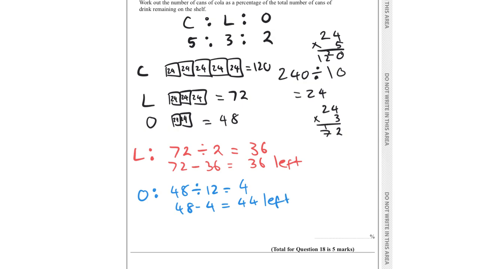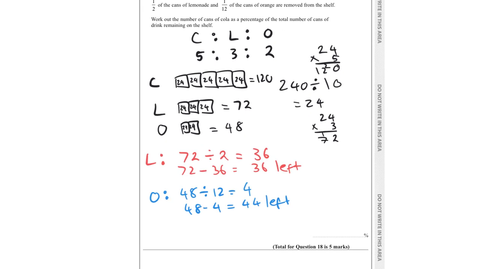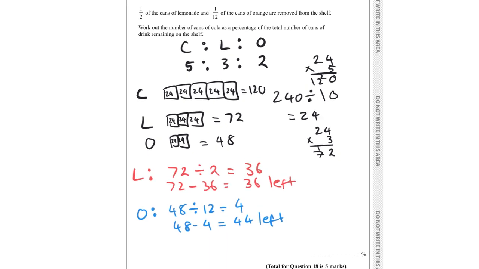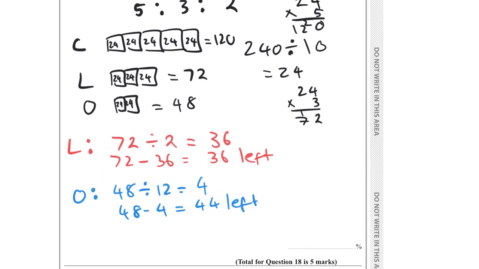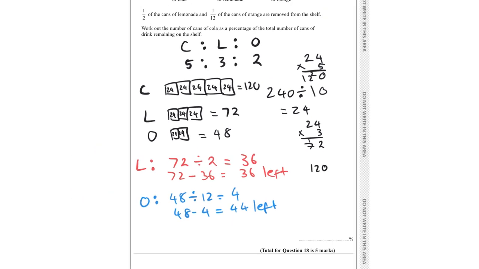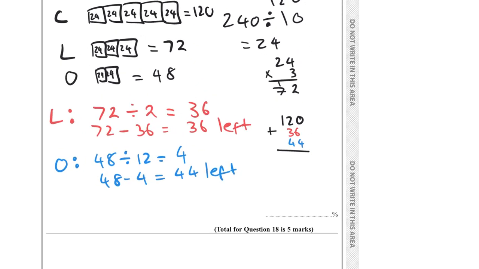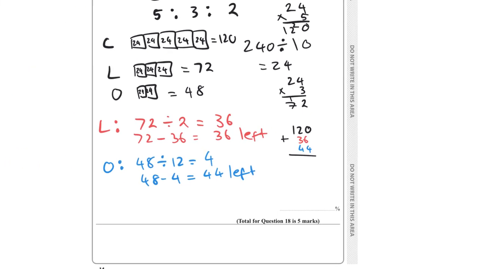Work out the number of cans of cola as a percentage of the total number of cans of drink remaining on the shelf. So none of the cola's gone by the looks of things. Okay, so we've got that 120 of cola, plus the 36 of lemonade, plus the 44 of orange. That's going to be the total amount on the bottom of our fraction. We're going to have to turn it into a percentage as well. Crikey, it's a lot of work.